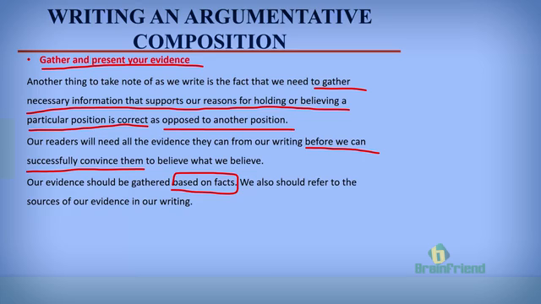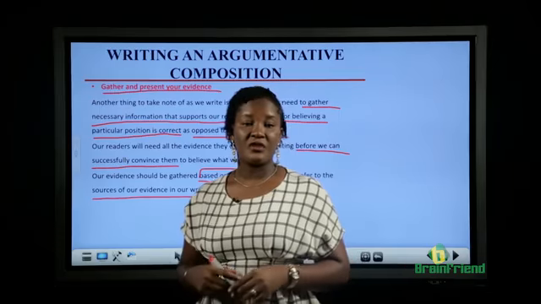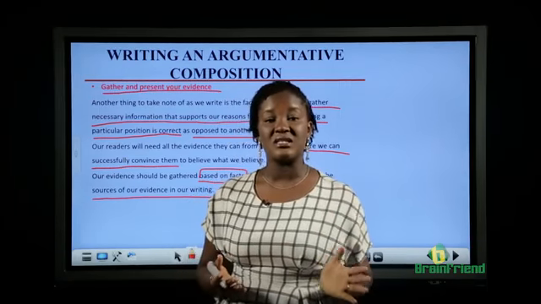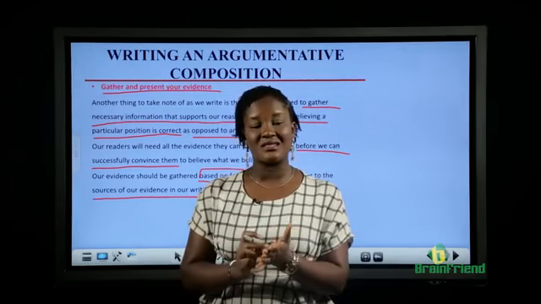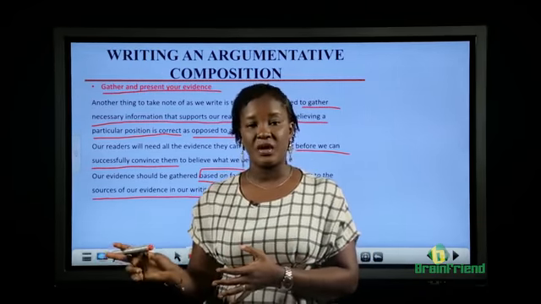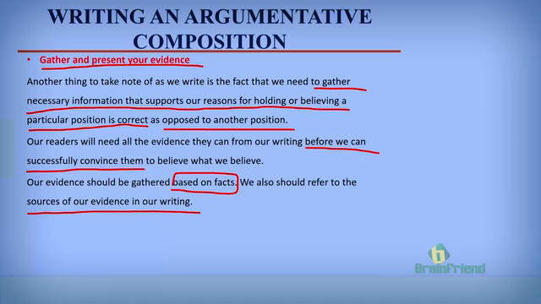We also should refer to the sources of our evidence in our writing. Now, if you found the evidence to back up your reason in a book, for example, or on the internet, you're supposed to state the source, where you got it from, the author that wrote the book, or the author that said what you are saying. This would make your writing credible, and it would make your readers believe what you have said, because if they find a source where you got your evidence from, it would further add value to your writing.